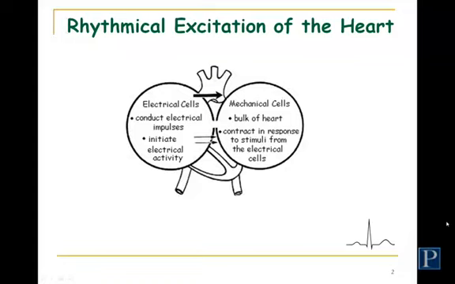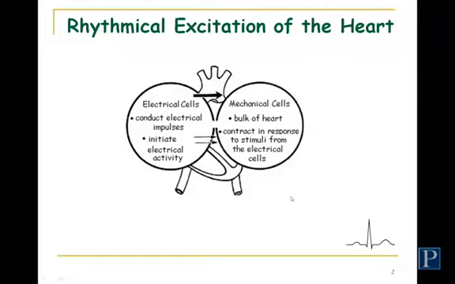Now the mechanical cells are the muscle cells. They will contract in response to the stimuli from the electrical cells. So the action potentials that these electrical cells are generating and conducting through the heart will stimulate the muscle to contract. Those muscle cells comprise the majority of your heart, the bulk of your heart. When they contract, they generate tension, and the tension buildup generates the pressures that allow us to move blood from the heart either up toward the lungs or to the rest of your body.